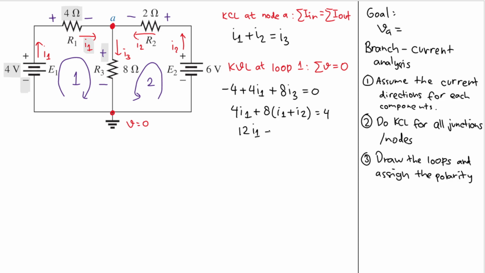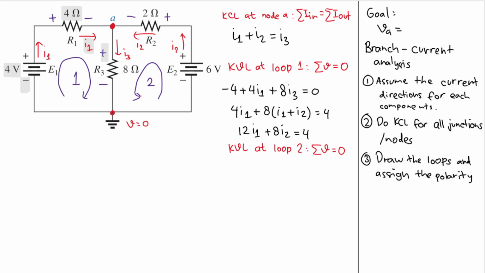And then I will have plus 8I2, and that will equal 4. And I think that's good. From now, let's do another KVL, but this time at loop number 2. KVL at loop 2. Again, KVL says that the sum of the voltages here is equal to 0.